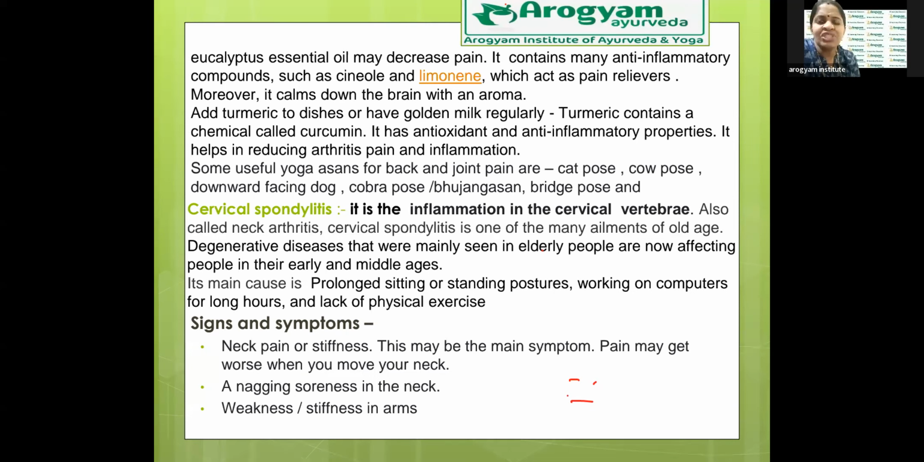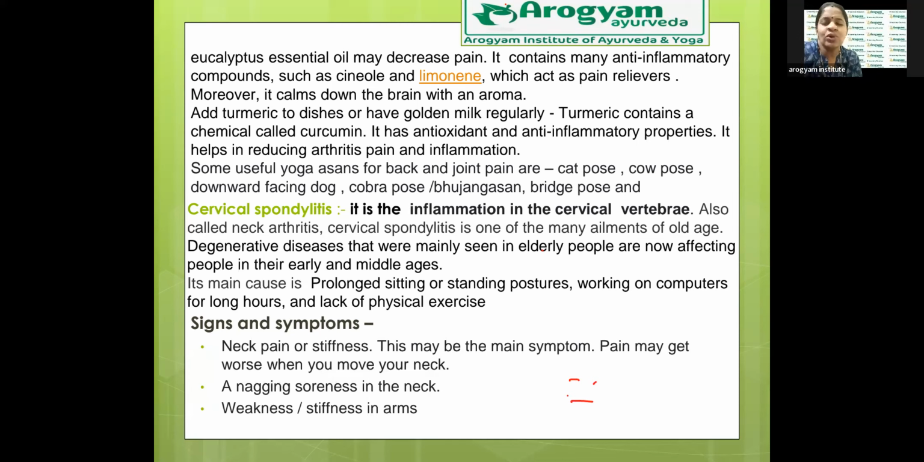Add turmeric to dishes or have golden milk regularly. Turmeric contains a chemical called as curcumin. So curcumin is an active principle. It has antioxidant and anti-inflammatory properties. It helps in reducing arthritis, pain, and inflammation. So this is about turmeric.